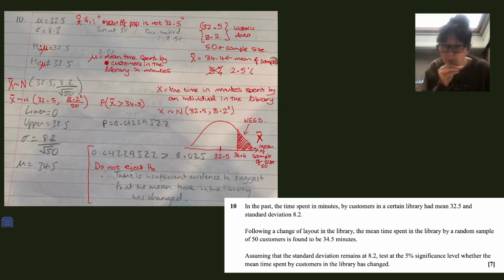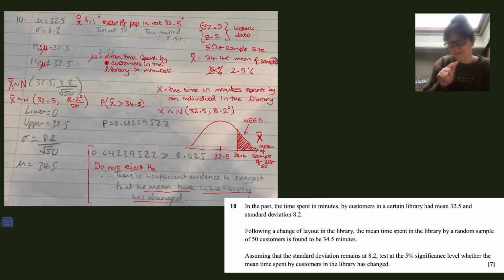Now, what did the question say? The mean time spent by customers in the library has changed. Now, you've said the mean time in the library has changed. That's honestly more than most students would do. So it's way more likely you're going to get this mark than most students. Most students say there is insufficient evidence to suggest that the mean time has changed. Didn't say customers, didn't say library. Not going to get the mark.